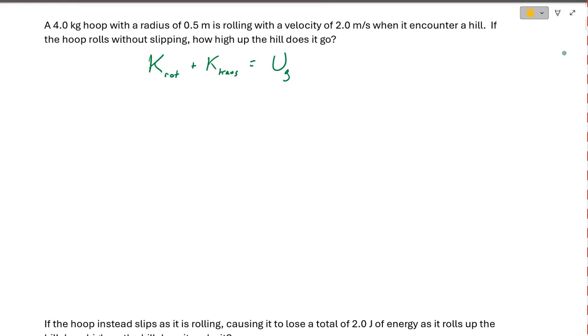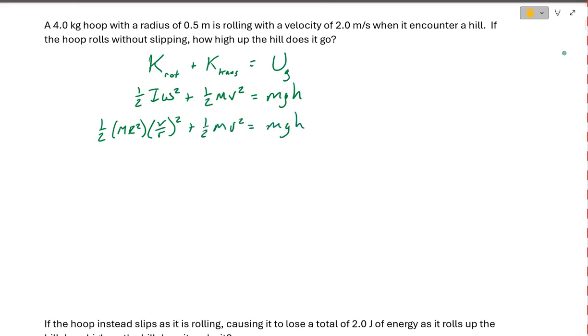Yeah. So rotational is 1/2 I omega squared. Translational was 1/2 mv squared. And gravitational is mgh. We're going to see if we can remember our steps from doing this before. I for a hoop is mr squared. And do you remember what we substituted for omega in problems like this? V over R. Good, v over r. Plus 1/2 mv squared equals mgh.